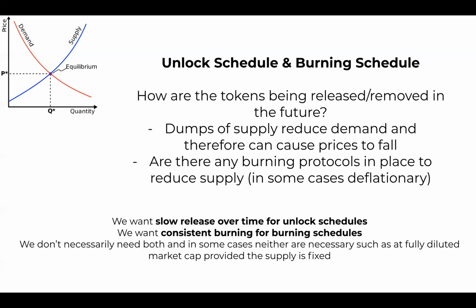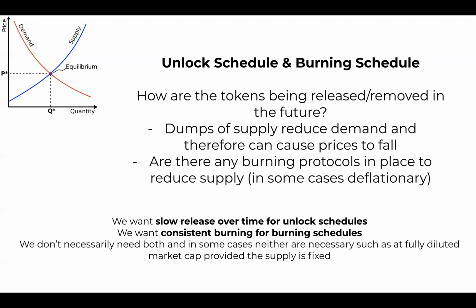Now, the next thing is the unlock schedule and the burning schedule. In other words, how are the tokens being released, which is the unlock schedule, and how are they being removed in the future, the burning schedule. This is important because as the supply increases, the demand will go down. In other words, as the supply increases, the price will go down. Not always, it will just influence price in a downwards direction.